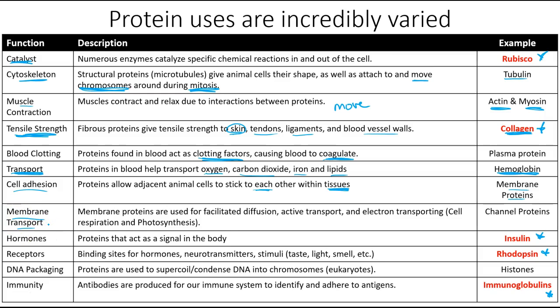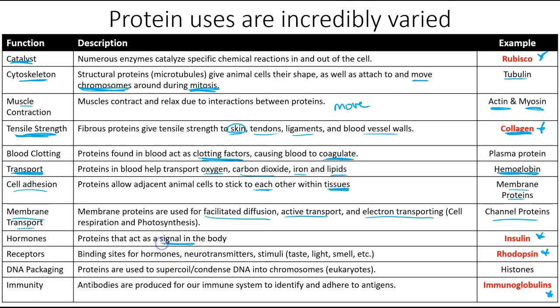Membrane transport, we call these channel proteins. Channel proteins are really important when we talk about facilitated diffusion, active transport, electron transport for cell respiration and photosynthesis. All of these channel proteins are going to be specific in a lot of cases for the materials that are allowed to transport through them.